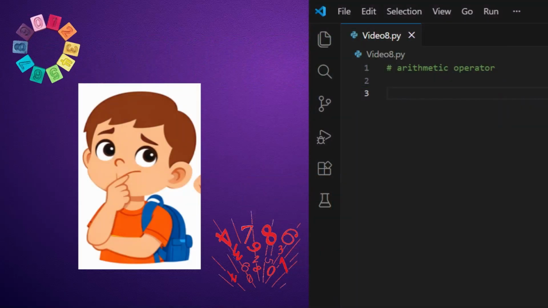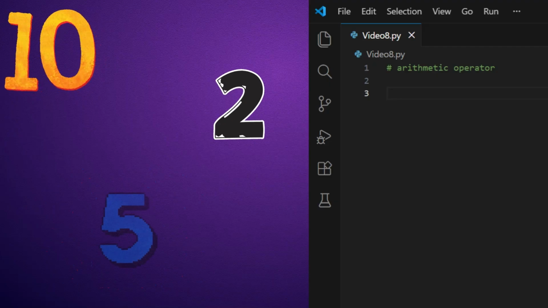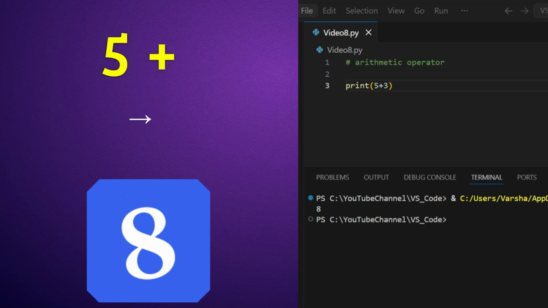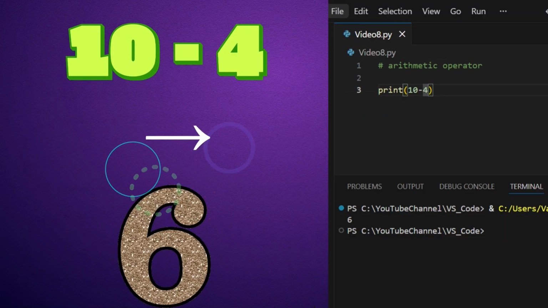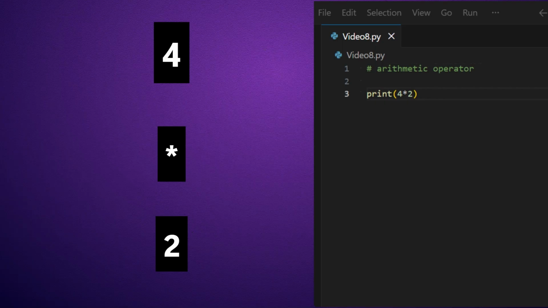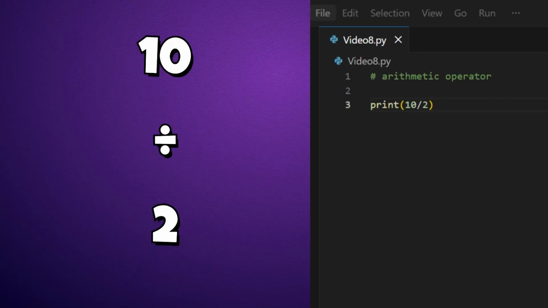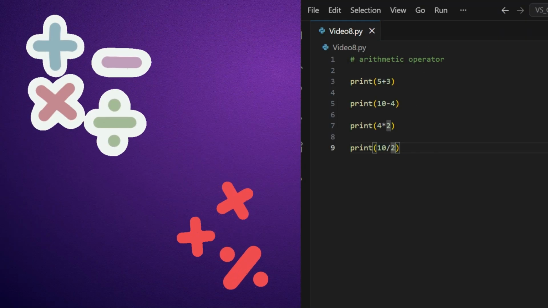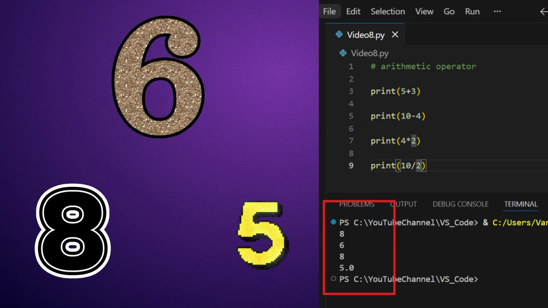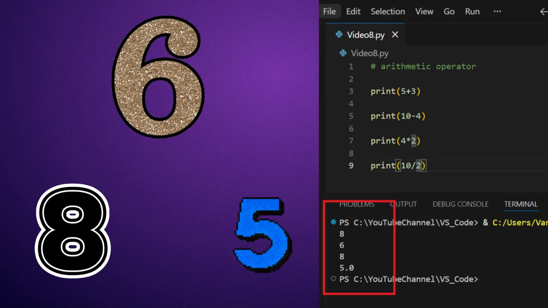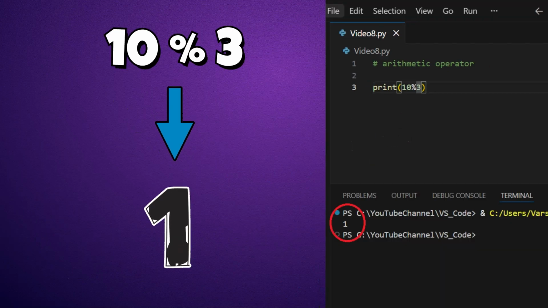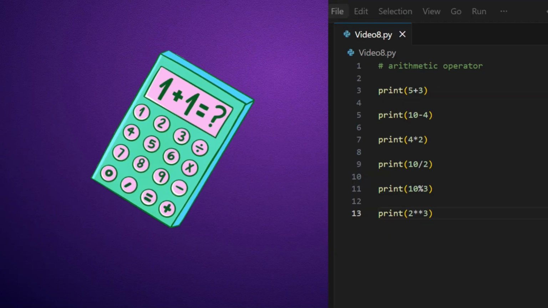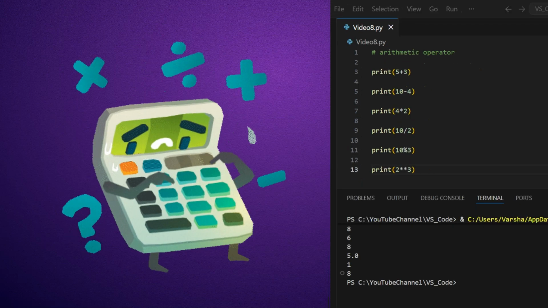Alex starts with something familiar, maths. Adding numbers, subtracting values, multiplying and dividing. Python uses arithmetic operators to perform these calculations. They include addition, subtraction, multiplication, division, modulus, which gives the remainder, and exponent, which gives power. Arithmetic operators help Python work like a calculator. They are used in scores, prices, measurements, and almost every program. This is the foundation of all programming logic.